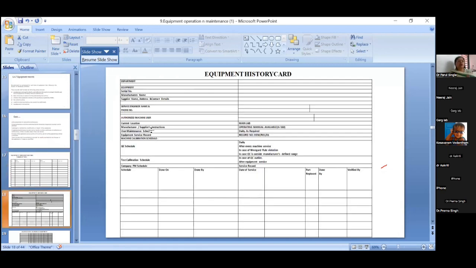Then you should have a history card of the equipment. You can maintain it in the form of a register, or you can maintain a history card, which includes the name of the equipment, its serial number, who is the manufacturer of the equipment, what is the supplier's name and contact details, who is the engineer, what is his number, who is the authorized machine user, what is the current location of the machine, what is the maintenance schedule of it, who will be the trained person. All this should come in the history record.